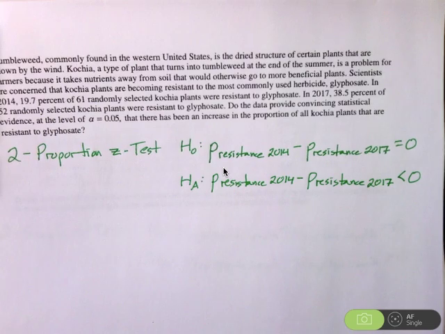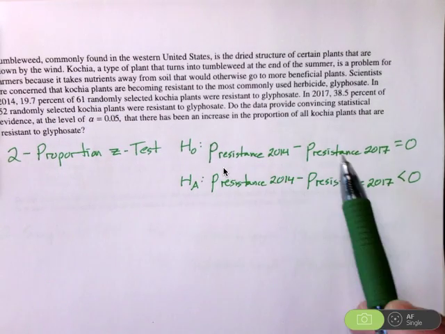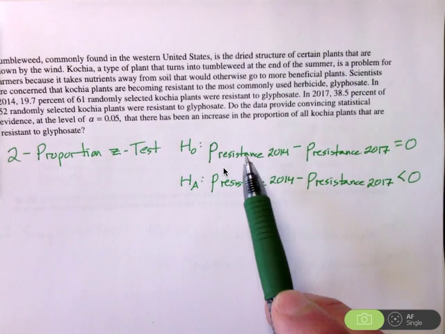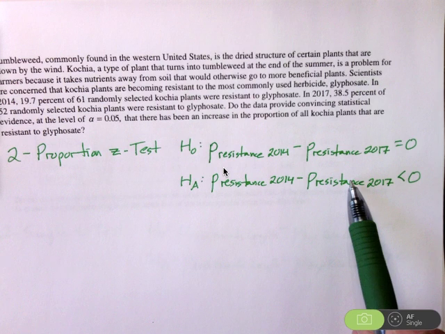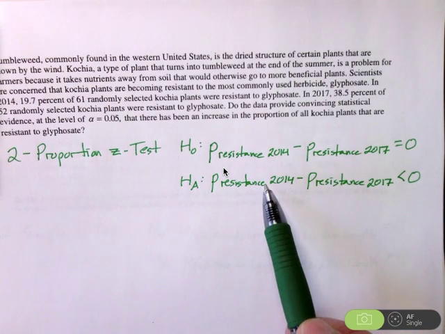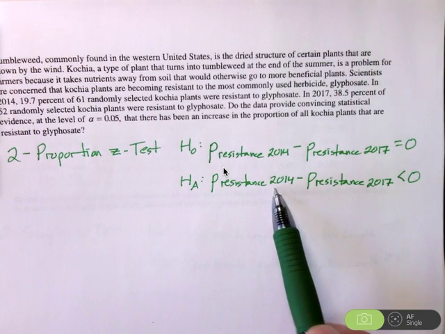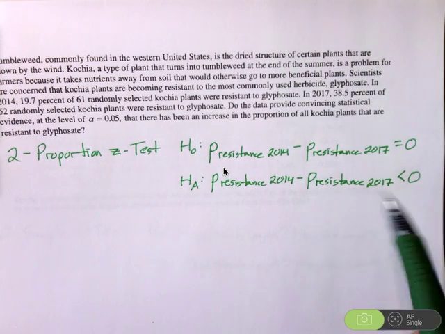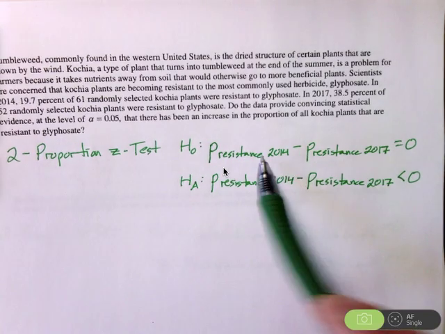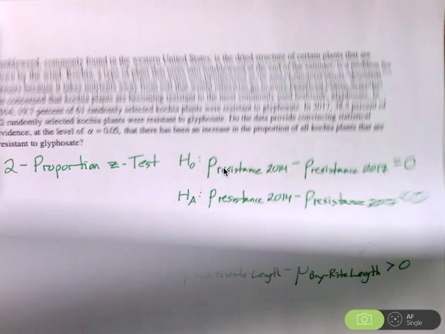Of course, again, if you switch the order of the parameters, so if 2017 was first and the proportion from 2014 was second, that would be fine. If you have a different order specified, the orders have to be the same though in the null and alternative hypothesis. So if you did 2017 minus the proportion in 2014, it would be fine to use a greater than alternative. What's important is that you use the same order in both your null and your alternative hypotheses.